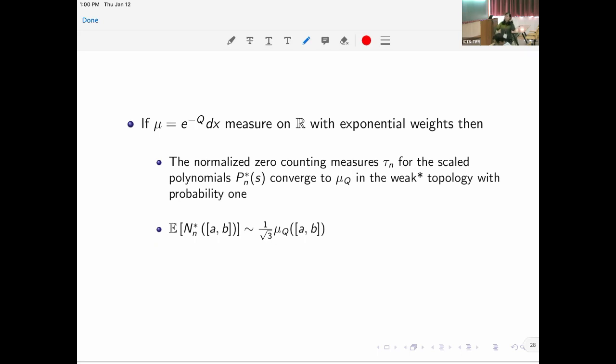Now at the local scale, we show that for any interval AB on the real line, the expected number of roots, sorry, there should be no star here, the number of roots inside the interval AB is approximately 1 over square root 3 of mu q on the interval AB. And if we take a look at the total number of real roots, it will be of order n over square root 3.